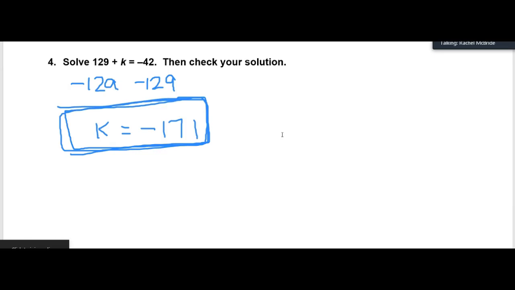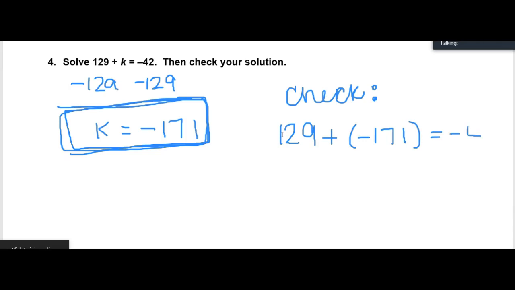Don't forget to check it. So you have 129 plus a negative 171 equals negative 42. Did we do our math right? Maybe? Head nods, thumbs, checks. Are there some head nodding?